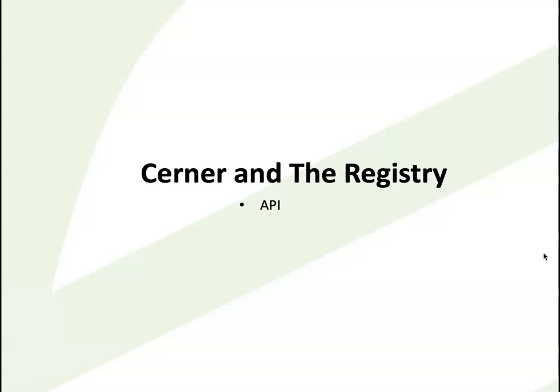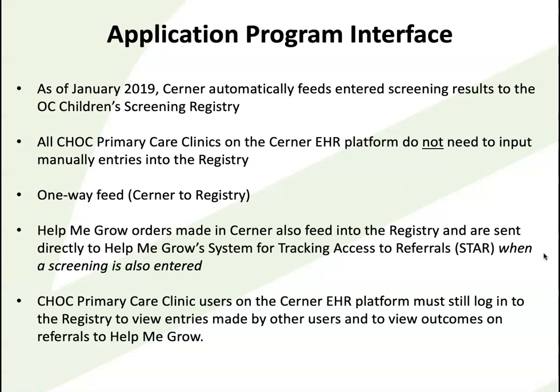So I want to talk a little bit about Cerner and the registry and the application programming interface that was built to allow these 2 systems to talk to each other. As of January 2019, we've set up so Cerner automatically feeds entered screening results to the OC Children's Screening Registry. This means the work that you're already used to doing in Cerner when it comes to adding screening results or making referrals to Help Me Grow automatically feeds into the registry, and no additional manual entries are necessary for all, for example, CHOC Primary Care Clinics on the Cerner electronic health record platform.